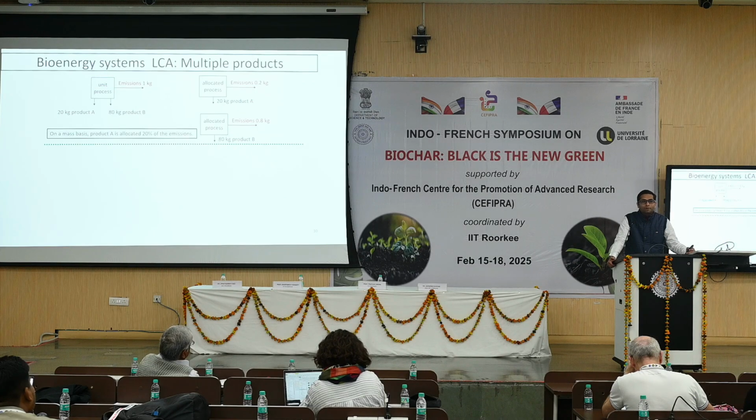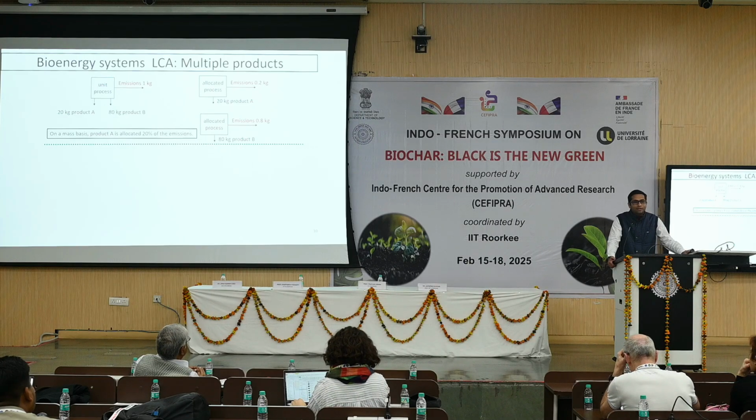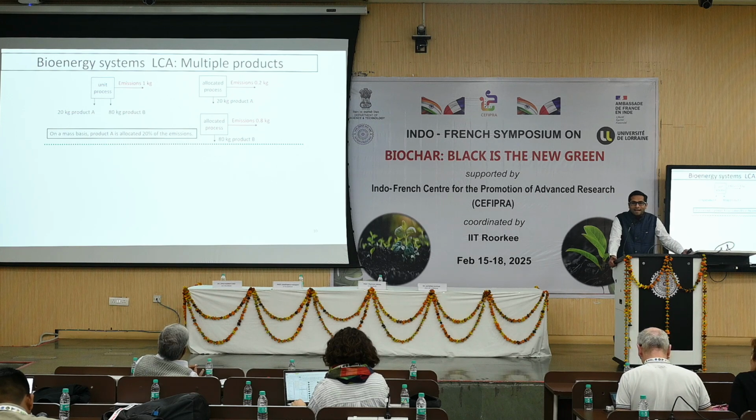A very important thing is the multiple products. Now suppose you are doing biomass pyrolysis and it's going to produce bio-oil and biochar. Now, if there are two products, how do you bifurcate the emissions that are coming from the biomass supply chain into two things? One way would be to allocate on the basis of the mass. So here is a unit process, any process, which is producing 20 kg of product A and 80 kg of product B, and let's assume that the total emission is 1 kg. So intuitive thinking goes that product A should have 20% of the emissions, which is 0.2 kg, and product B should have 80% of the emissions, 0.8 kg.